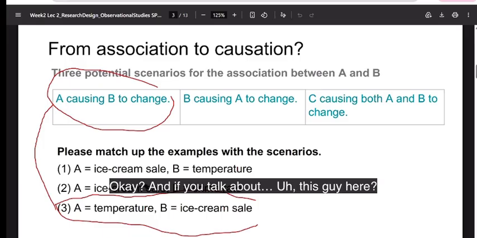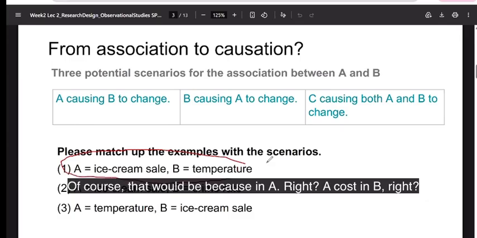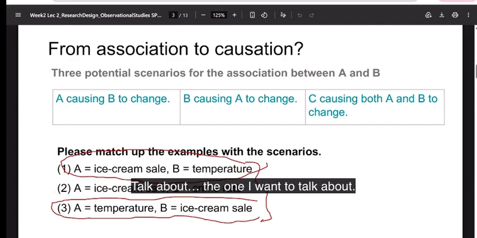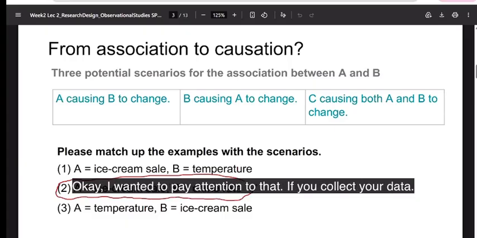If you talk about this one here, of course that would be B causing A, right? Here, A causing B, right? The two are more or less the same. It's just a change of alphabet. But the one I want to specifically talk about, I need you to pay attention, is actually this one. I want you to pay attention to that.